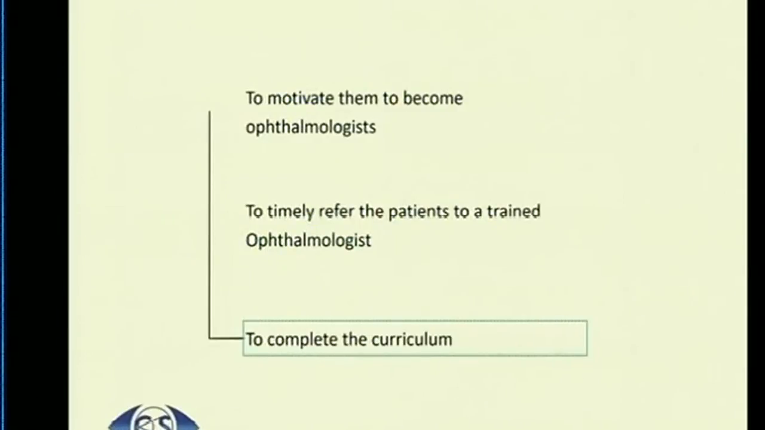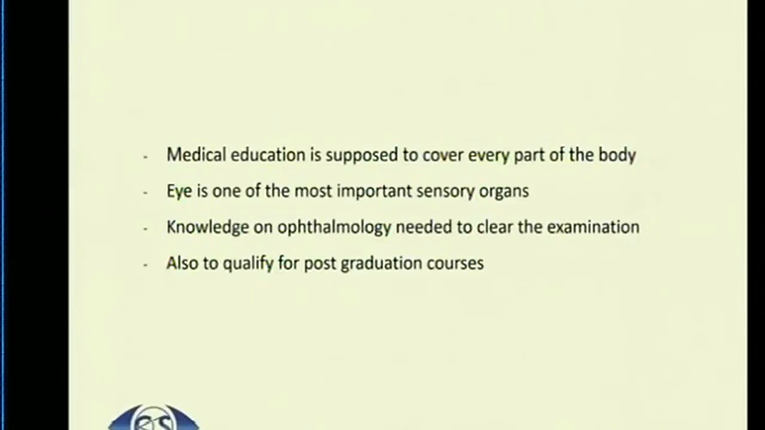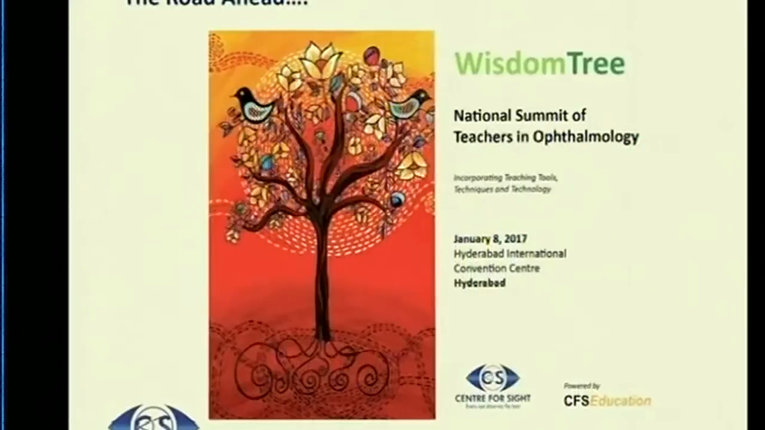Now, the importance of this second point is that even if they specialize in something else, they should know when a person needs to be referred, and a timely referral for an ophthalmic consult is important. And I think the third important thing is to complete the curriculum. Medical education is supposed to cover every part. Even though we are going into super specialization, we need to know the basics of every part of the body, and the eye is one of the most important sensory organs, and knowledge of ophthalmology is required to clear the examinations and to qualify for post-graduation.